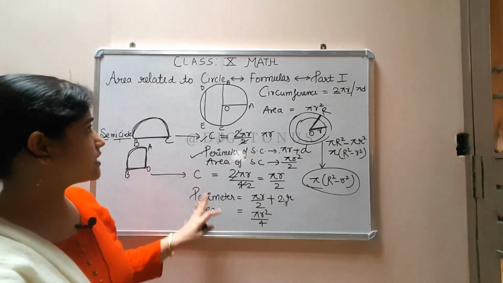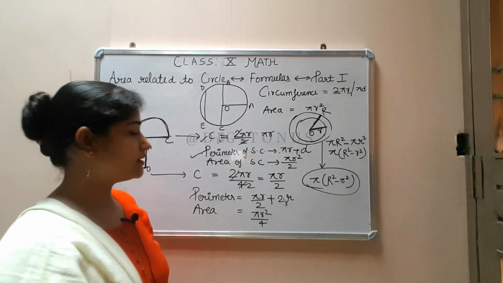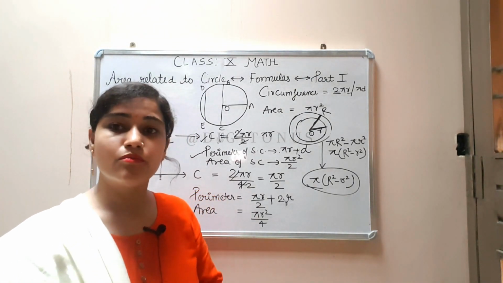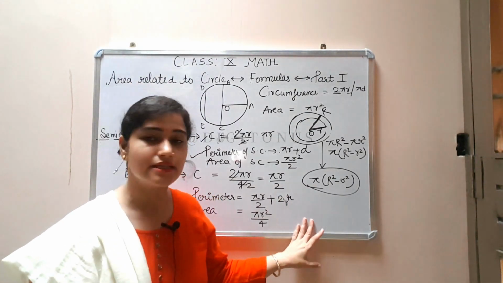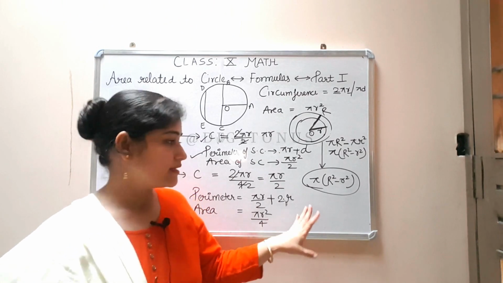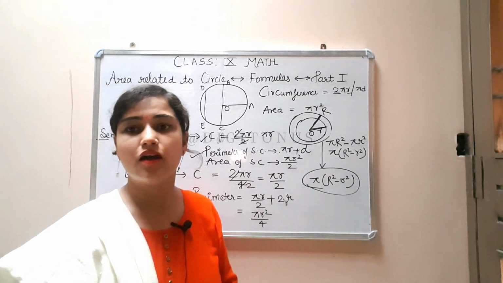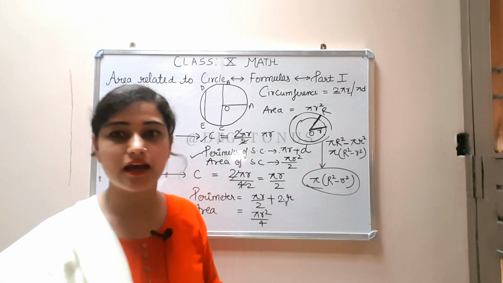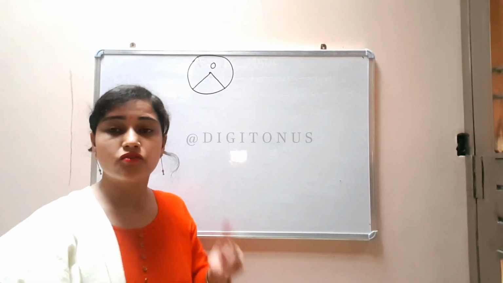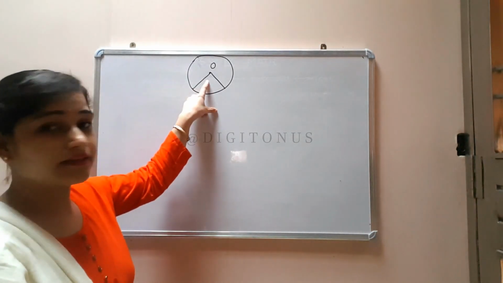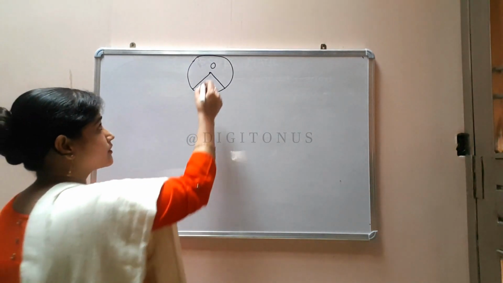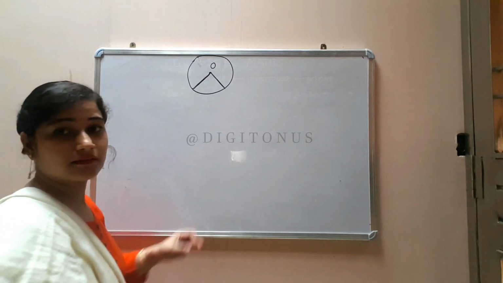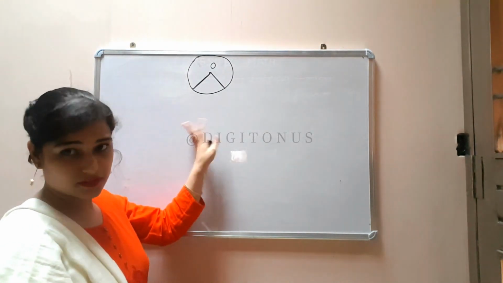Fine. So these are the basic formulas of circle. Now we will study some more formulas. This you have already studied in previous classes, it is just for recall. Now we will study some more formulas which are new for you. So first let's start with sector of circle. How can you say which part is the sector of circle?